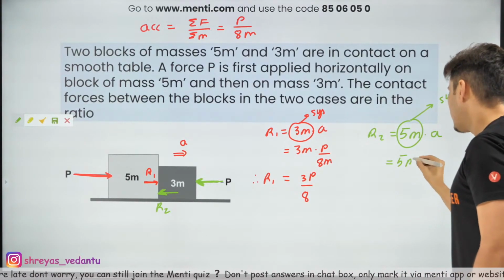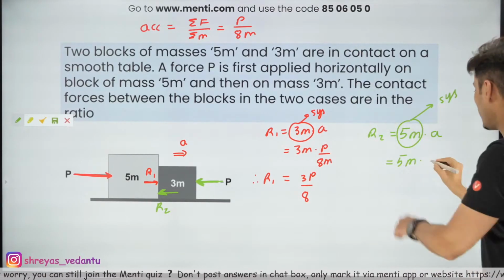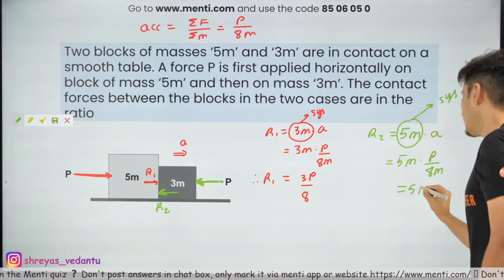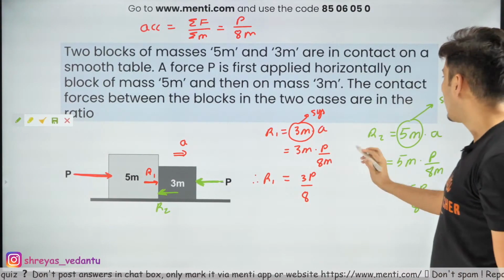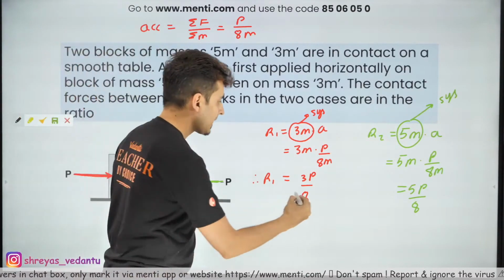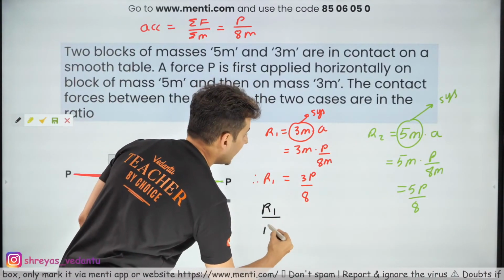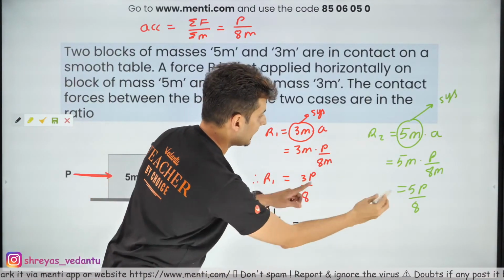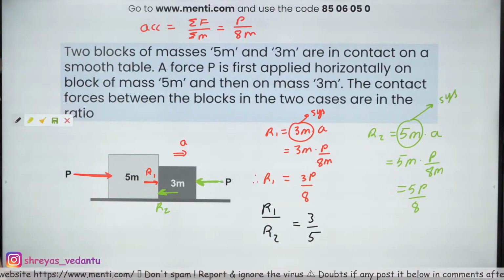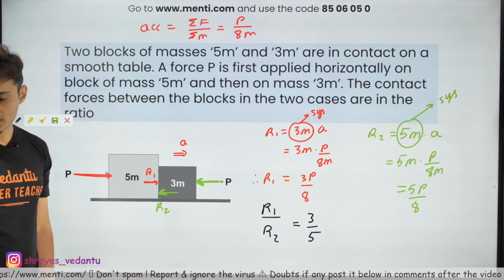So, acceleration will be P by 8M. So it is 5P by 8. Now, obviously, the ratio is easily seen. R1 by R2 is, 8P goes, so 3 by 5. That's the answer. Or 5 by 3, whichever is there.